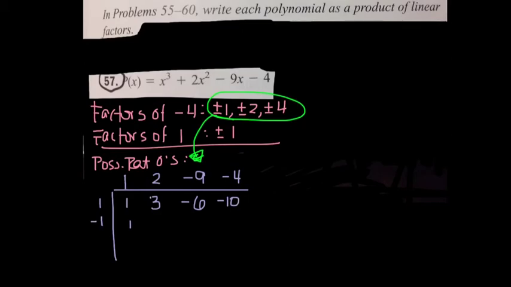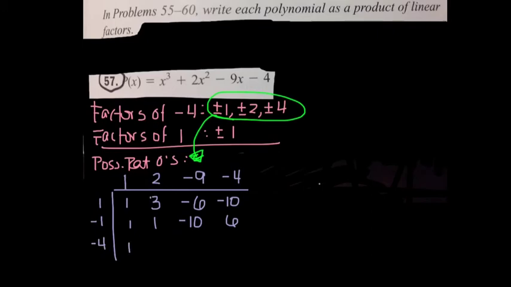Negative 1 times 1 is negative 1, plus 2 is 1. Negative 1 times 1 is negative 1, plus negative 9 is negative 10. Negative 1 times negative 10 is positive 10, plus negative 4 is 6. Also not 0, so I need to move on. We'll skip the 2's, and we'll try negative 4.